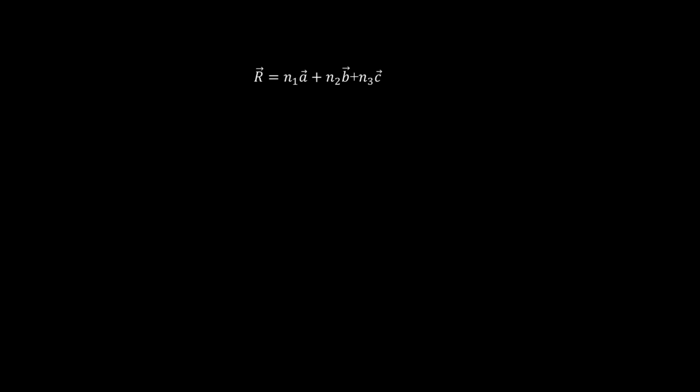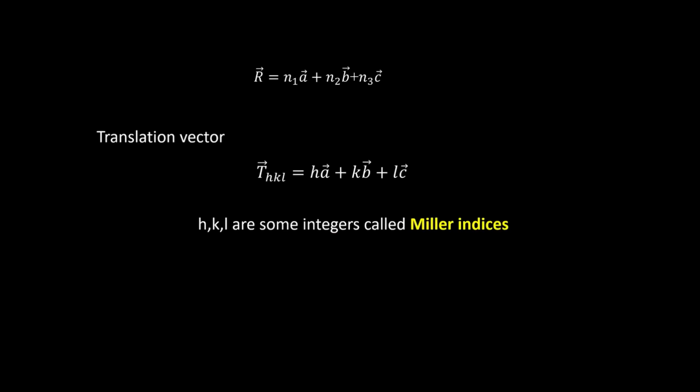We use a slightly different notation while talking about Bravais lattices. Every point of a Bravais lattice can be reached from the origin by a translation vector of the form T_HKL, which is equal to Ha plus Kb plus Lc, where a, b and c are the lattice vectors and H, K and L are some integers called the Miller indices.